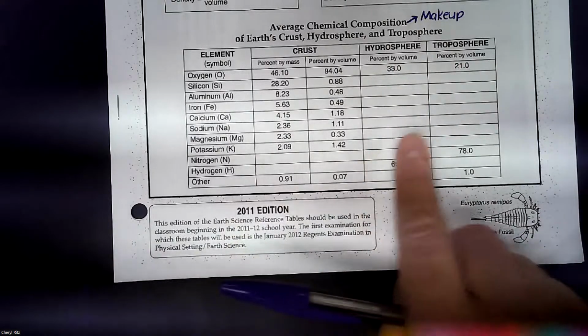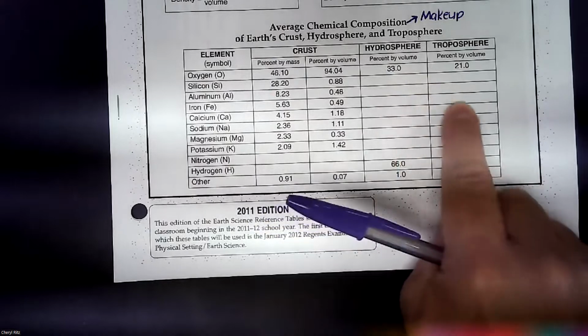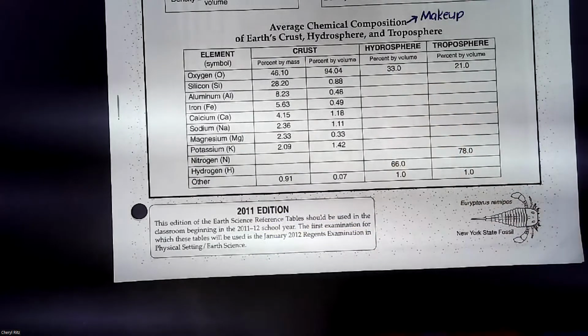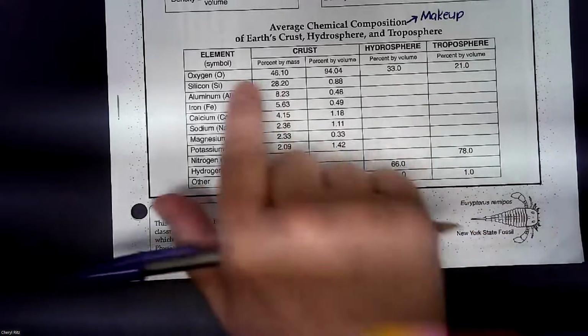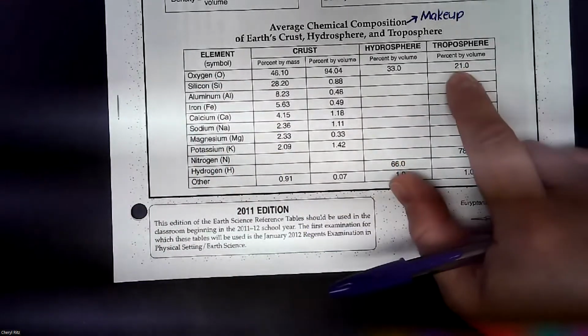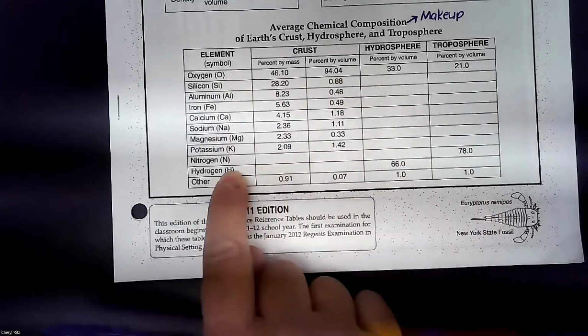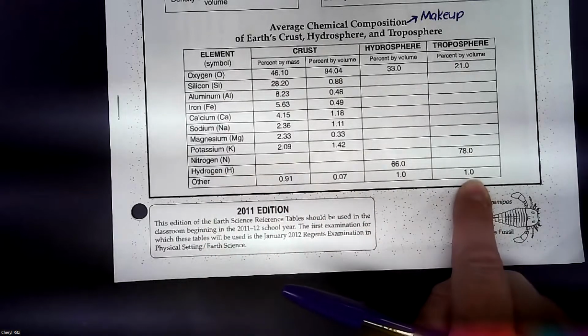So let's take a look at the hydrosphere and the troposphere compared to the crust. What's the first thing you might notice? They don't have a lot of elements. By the way, what do the blank spaces mean? There's nothing in them. So there is no silicon in the troposphere. The only things in the troposphere are 21% oxygen, believe it or not, 78% nitrogen and 1% other.